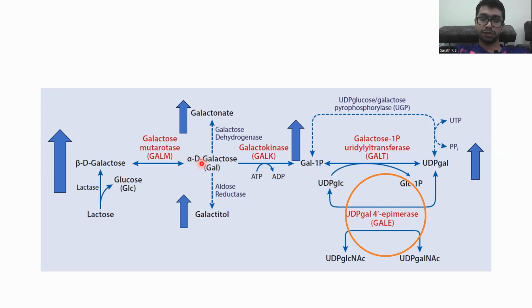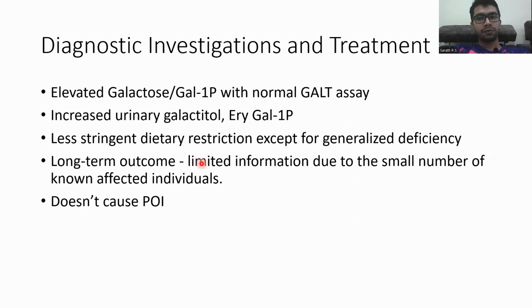Coming to investigations and treatment of epimerase deficiency, there will be increased galactose levels, there will be liver involvement, kidney involvement. However, the GALT enzyme levels will be normal. So at that time, this should ring a bell. We might be dealing with epimerase deficiency. In that case, increased urinary galactitol will give us an idea, because urinary galactitol will be elevated in all kinds of galactosemia. So if urinary galactitol is elevated, we can understand that this is a case of galactosemia, may not be due to GALT deficiency.